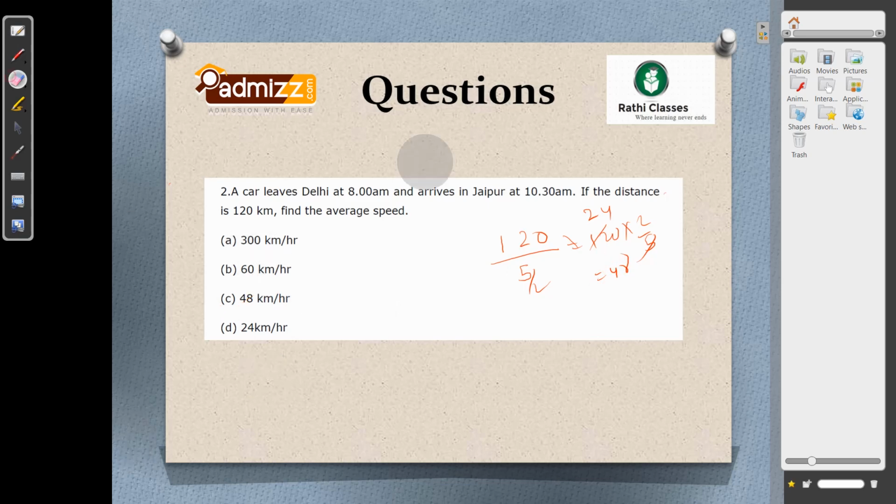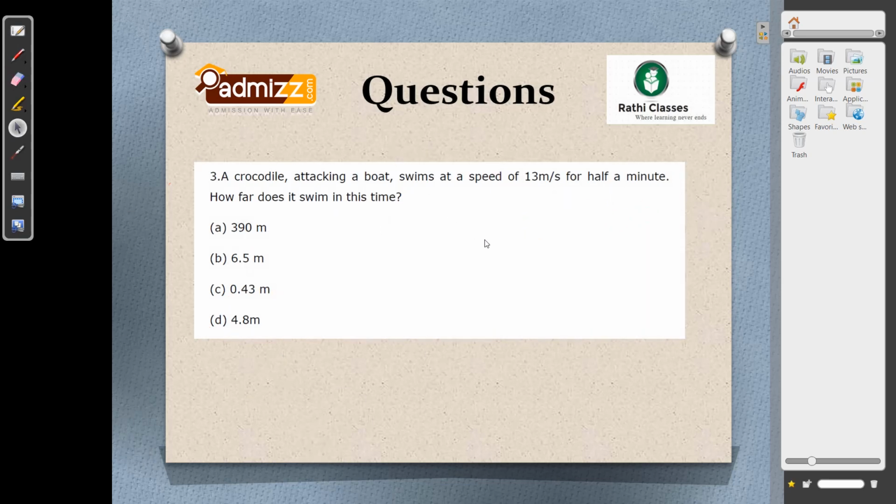Moving on to the next question. A crocodile attacking a boat swims at a speed of 13 meters per second for half a minute. How far does it swim in this time? Half a minute means 30 seconds. So distance is equal to speed into time. So 13 into 30, the option would be 390 meters. That is option A. It was very easy. Moving on to next question.